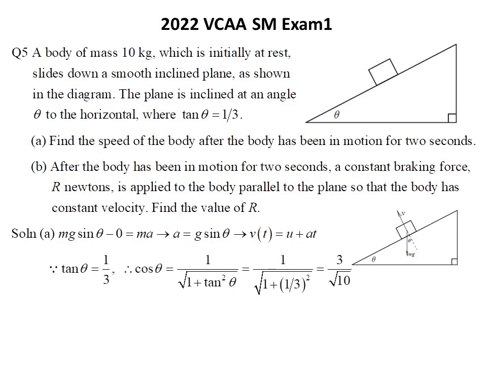Then the next step is to find the value of sine theta. Since tangent theta is equal to 1/3, and we know cosine theta equals 1 over the square root of 1 plus the square of tangent theta, which equals 3 over square root of 10. Hence, the acceleration a equals g times tangent theta times cosine theta, which equals square root of 10 times g over 10 meters per second squared.